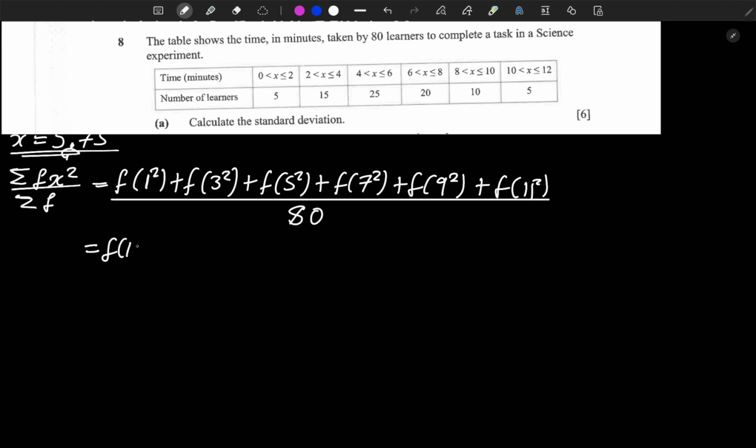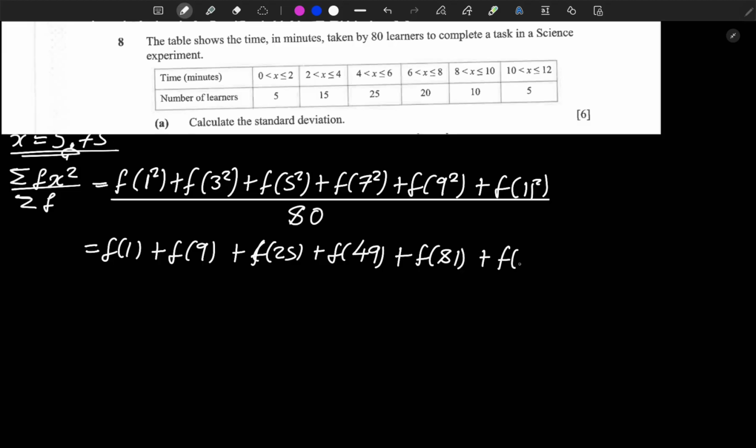So 1 squared is 1, 3 squared is 9, 5 squared is 25, 7 squared is 49, 9 squared is 81, 11 squared is 121 over the same number 80.